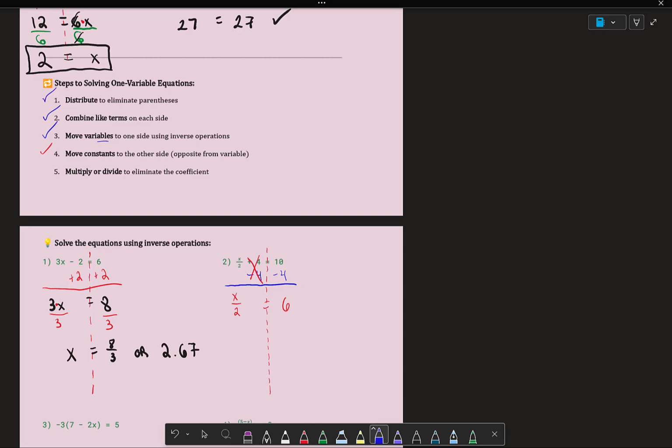Step 5, multiply or divide to eliminate the coefficient. So in this problem, we are dividing x by 2. So we need to do the inverse operation and multiply both sides by 2. So we're going to multiply this numerator by 2. So this gives us 2x, 2 multiplied by x divided by 2 equals 12. Well, what is 2 divided by 2? It's just 1. And of course, we don't need to write the 1. There's our answer. X equals 12.